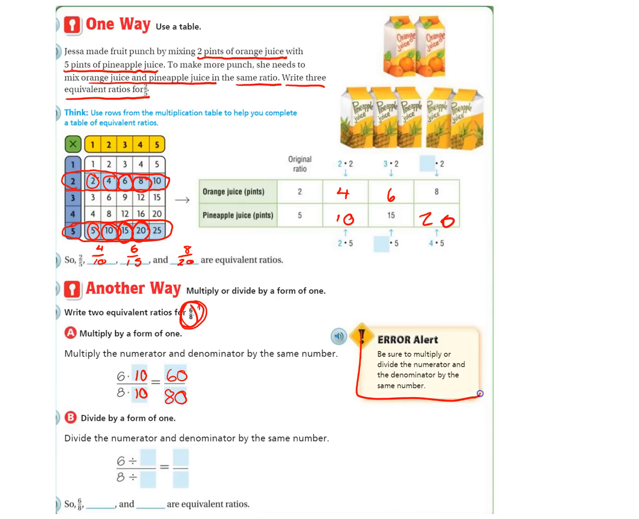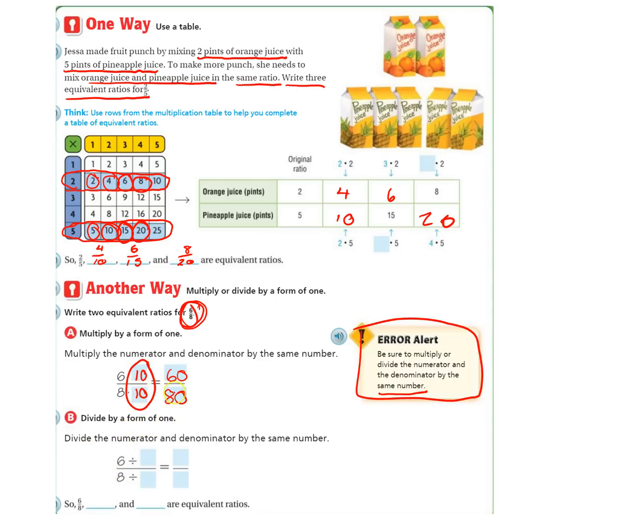And that's our error alert too. Be sure to multiply or divide the numerator and denominator by the same number. The same on the top and the bottom, whatever number you pick. Okay. And divide by a form of 1. Okay, so we can multiply.